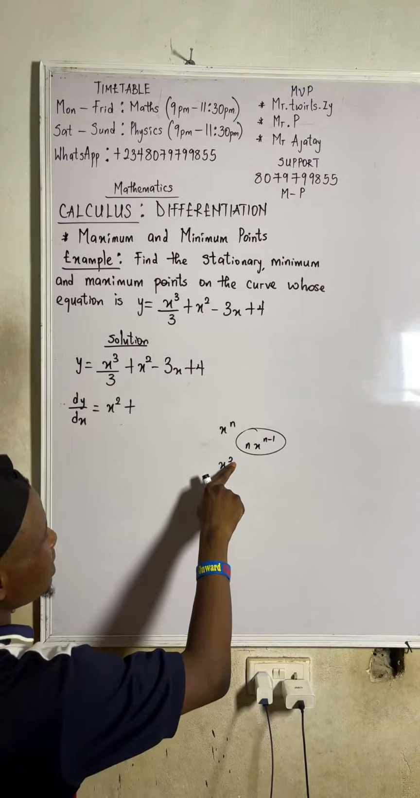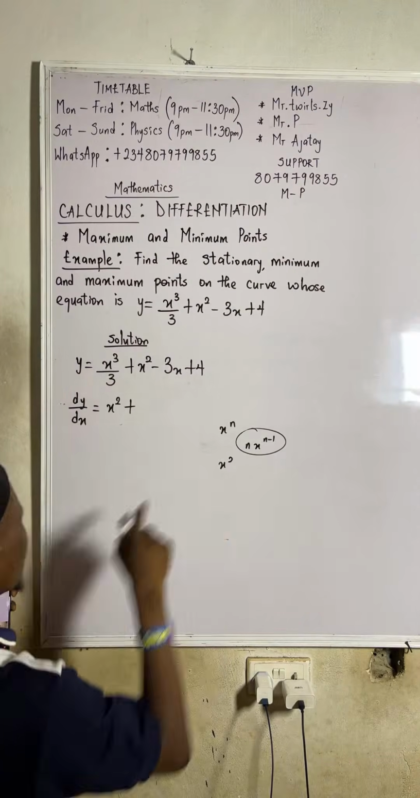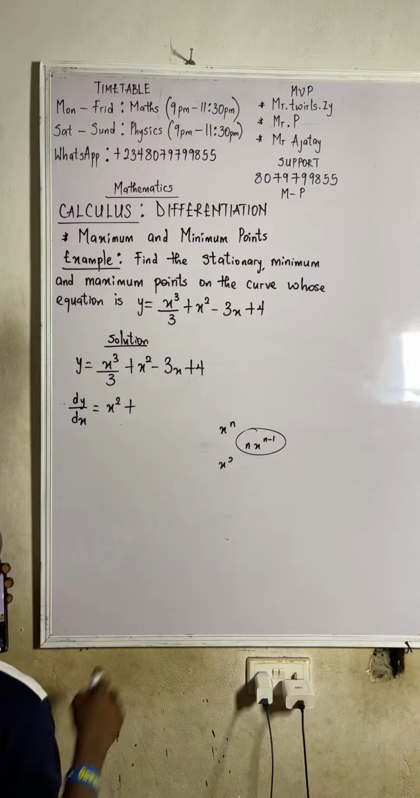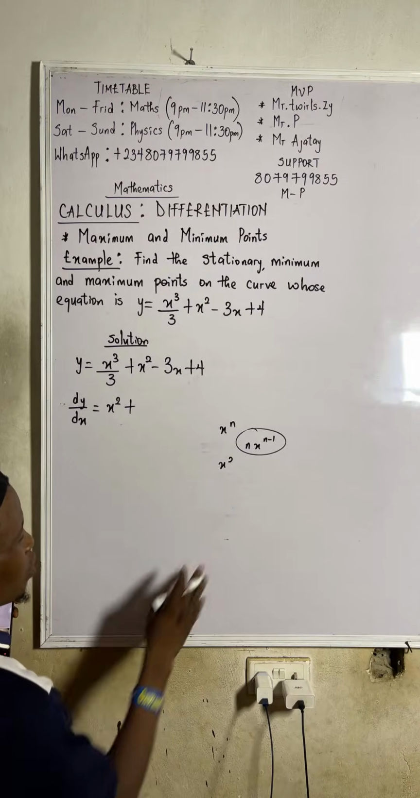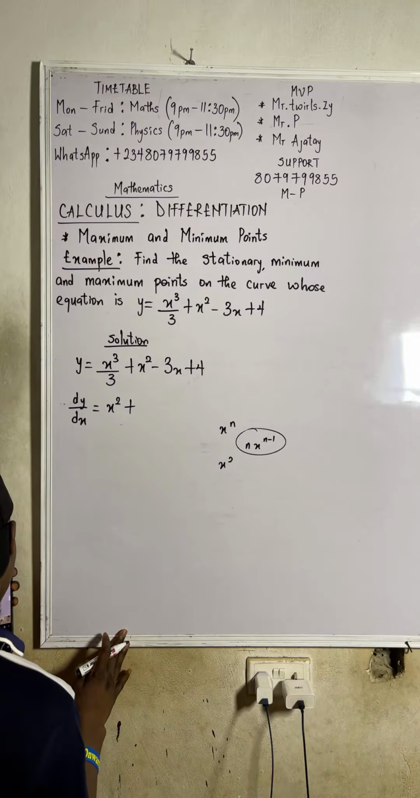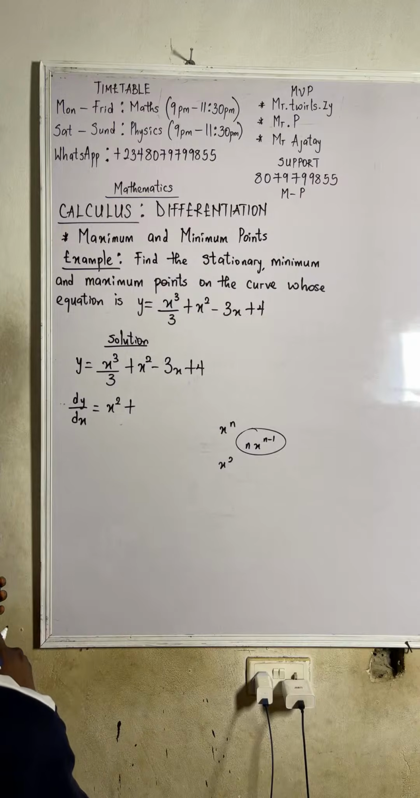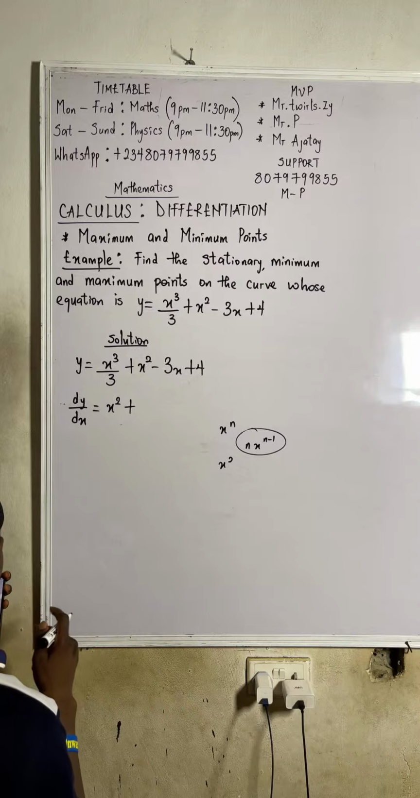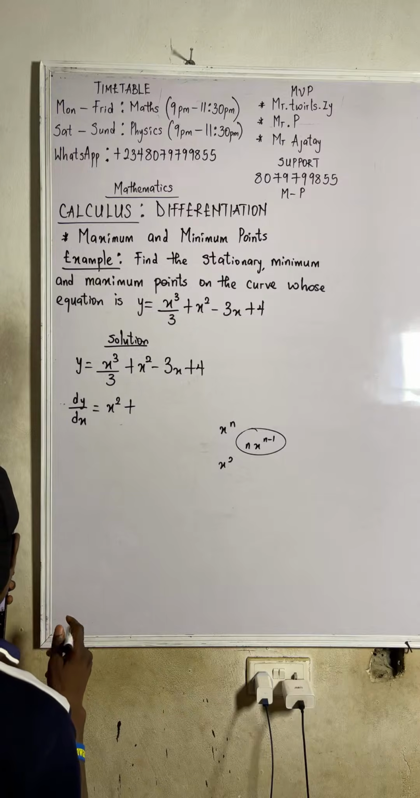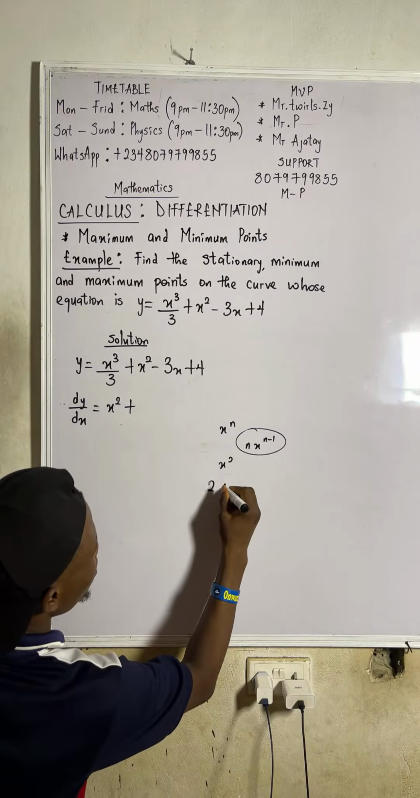So now look at it. What's the power of this x? The power of the x is 2, right? So that will be 2.